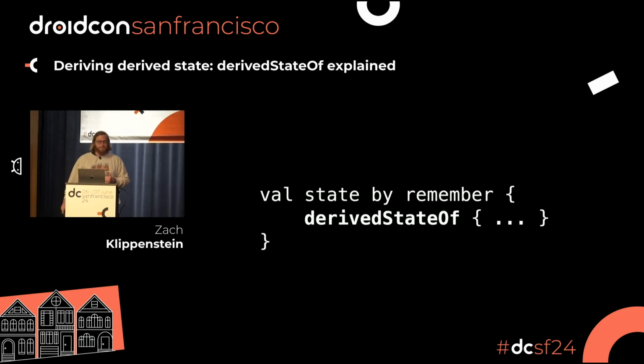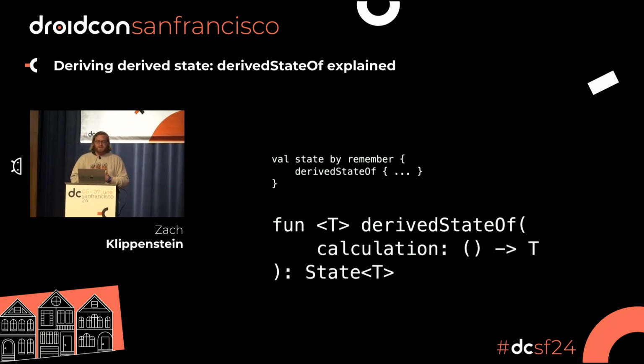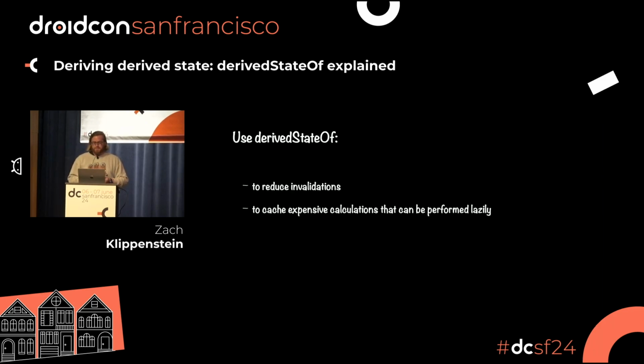Let's get into it. So this is derivedStateOf. You might have seen it. And this is how it's defined. It takes a calculation function and gives you back a state that represents the result of that calculation. So you can use derivedStateOf to reduce invalidations when your inputs change more frequently than the output, and to cache expensive calculations that can be performed lazily.